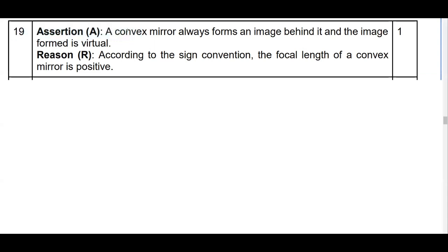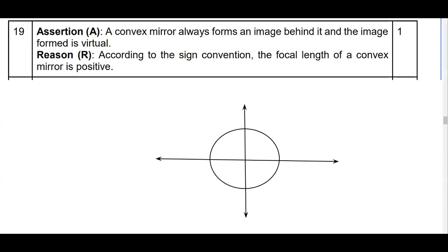In question number 19, the assertion says a convex mirror always forms an image behind it, and the image is always virtual. Yeah, it's always virtual, always erect, and it is always smaller in size. Let me show you with some diagram. Let's say I'm making a Cartesian plane here, and let's say I make a convex mirror, this side being shaded or painted. So whenever an image is formed, the image is formed always between F and P.